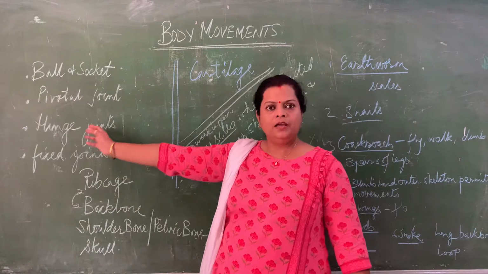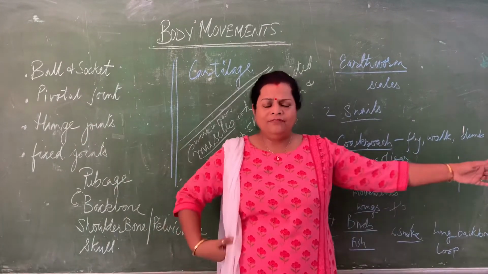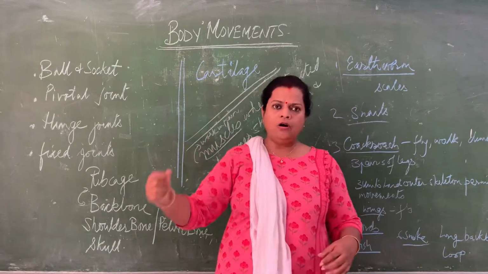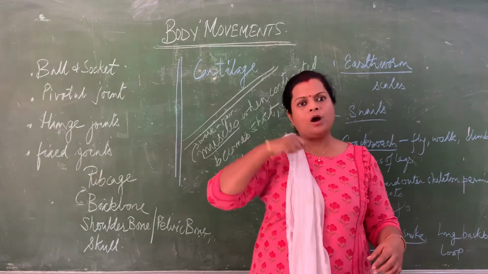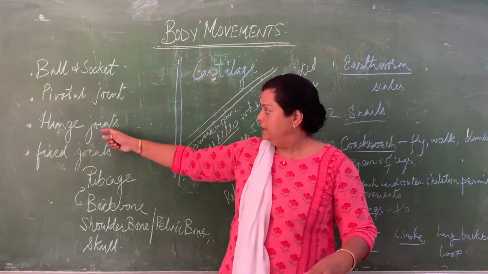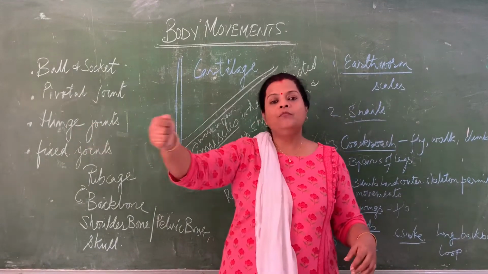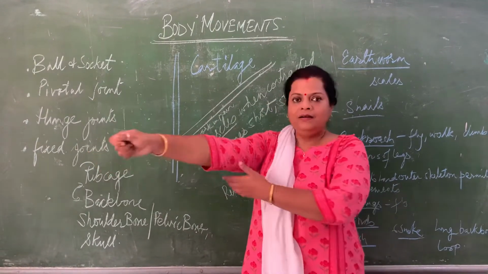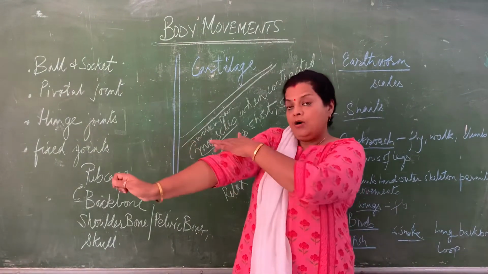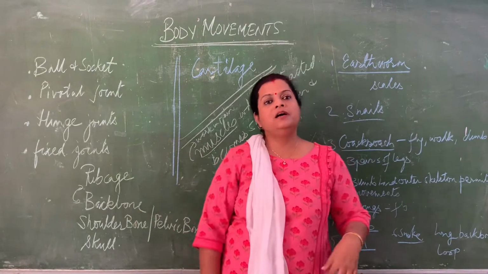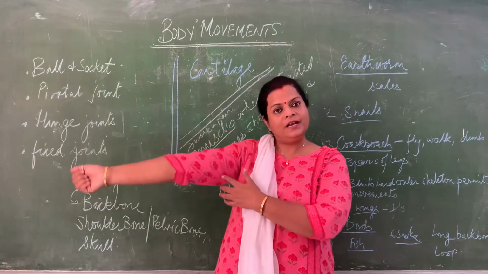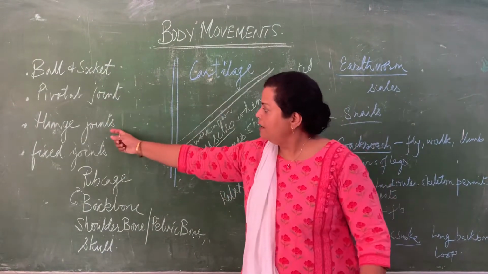And the hinge joint, very easy. Like we have the hinges in our doors. Our door opens only on one side. So wherever we have a hinge joint, it can move only in one direction, like our elbows. Can it go back? No, it cannot. Similarly with your knees, it goes only in one direction. These are our hinge joints.